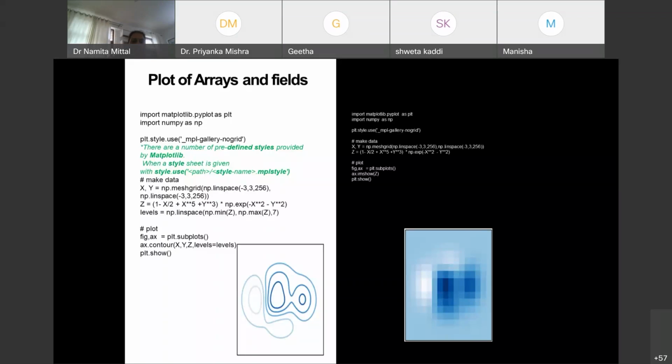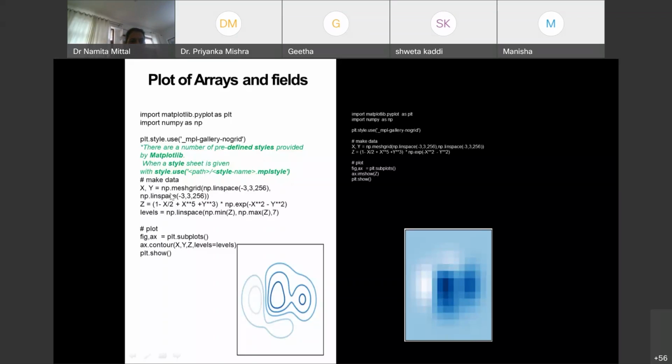So look at this, we have used NumPy as np, and this is style, you can leave it for now. What is this? There are a number of predefined styles provided by matplotlib. When a style sheet is given, we use it with this. So for now we can leave it.